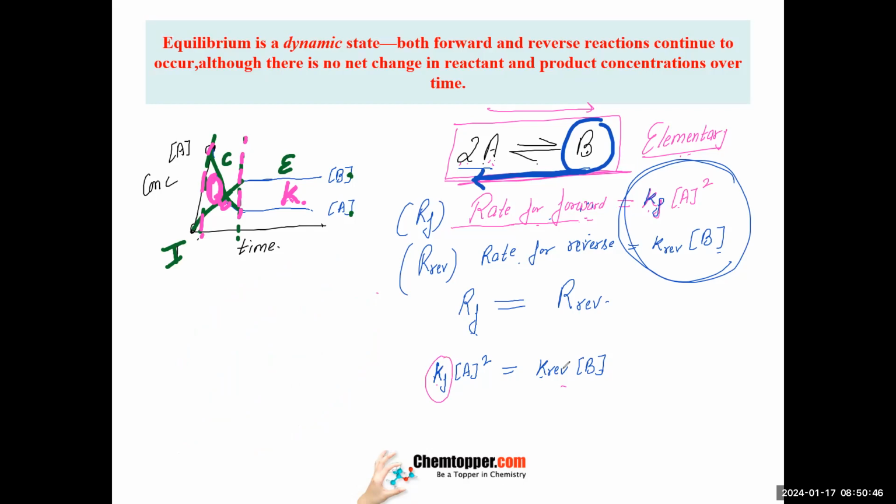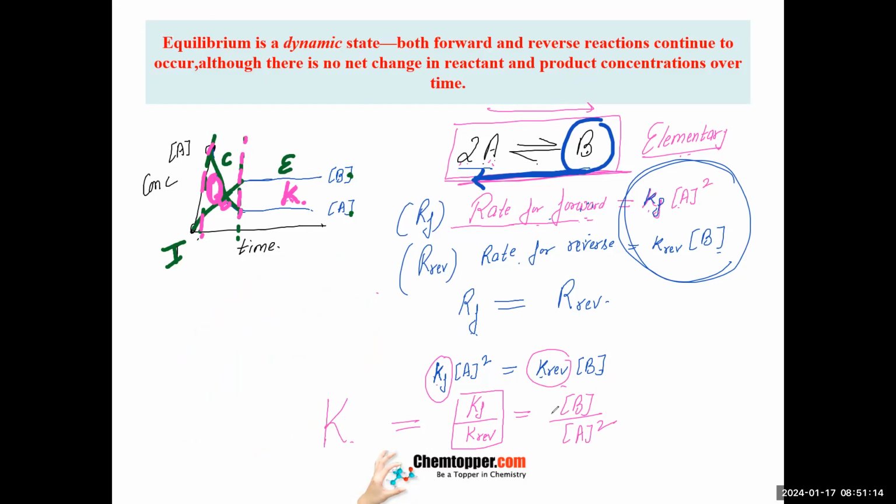So I'm going to isolate my rate constants. Isolate this. I'm going to write it as Kf, which is a constant value for the forward direction, over K reverse, the rate constant for the reverse direction, which is the concentration of B over the concentration of A squared. This is a constant, a very special constant called the equilibrium constant.